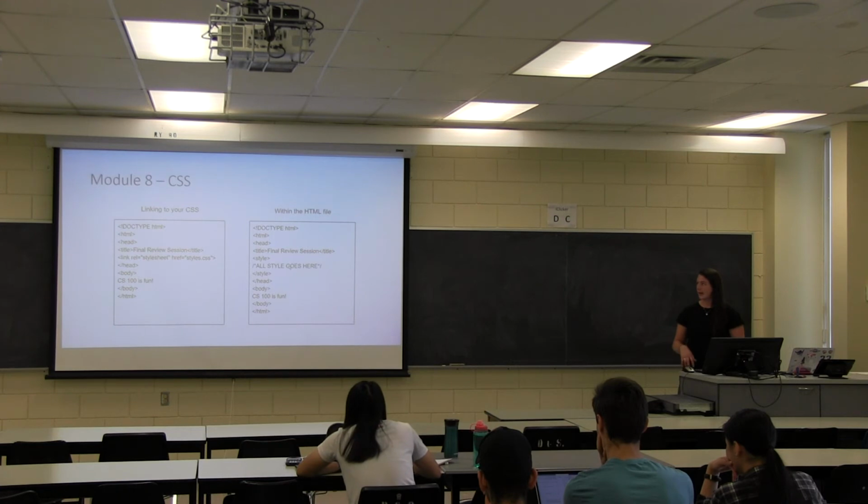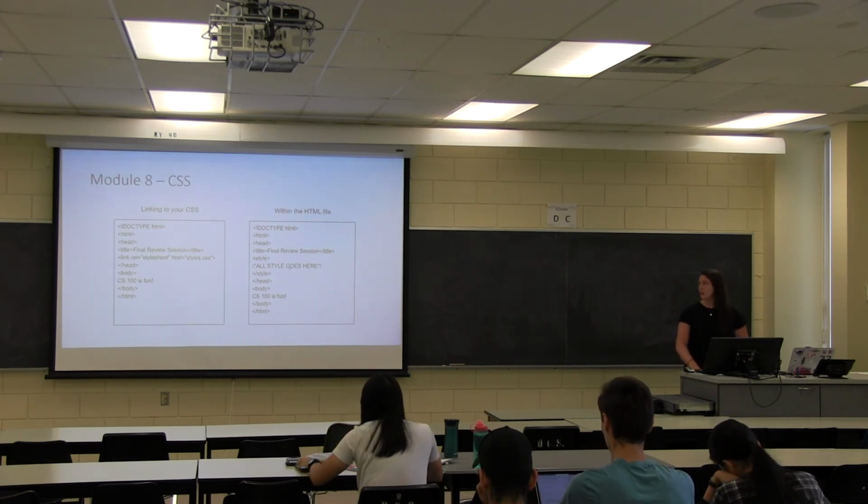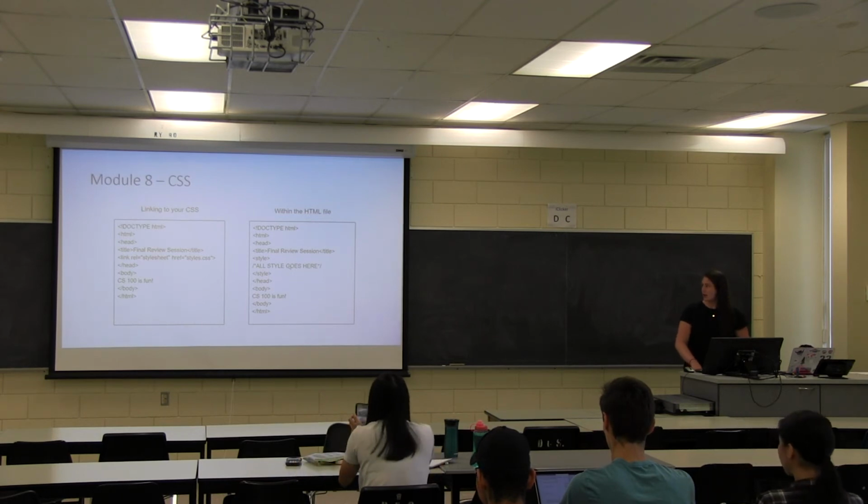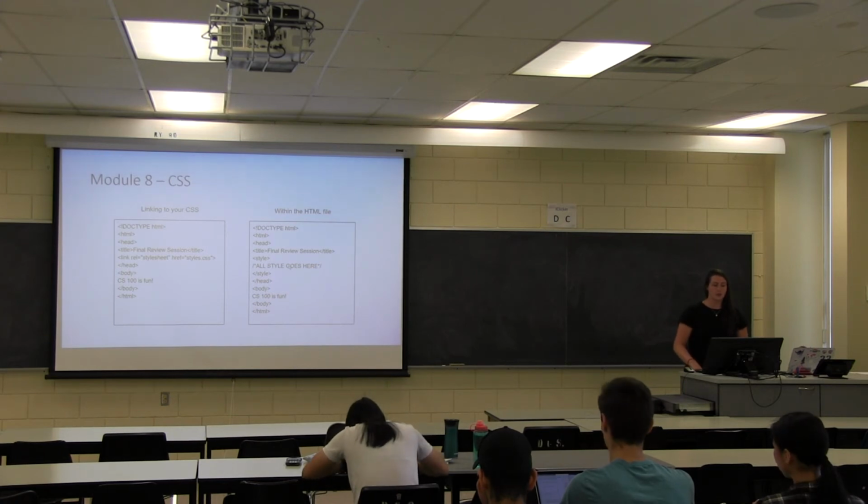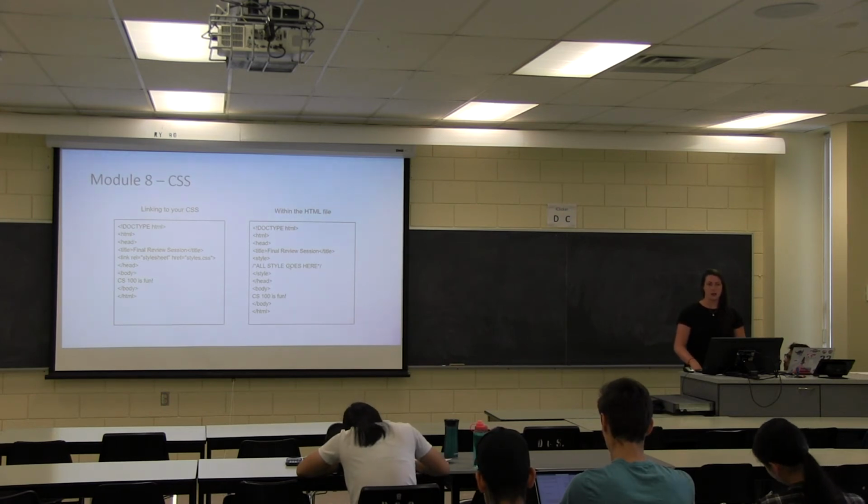So moving on to cascading style sheets. There's two ways to apply style to your web page. So that would be linking to your cascading style sheet, which you can see on the left here, and also directly within the HTML file, which is on the right here. So to link to your cascading style sheet, you would use the link tag, and you would specify style sheet, and then you would add the name of your CSS file. So in this case, it's styles.css, but that placeholder there is just whatever you name your CSS file.